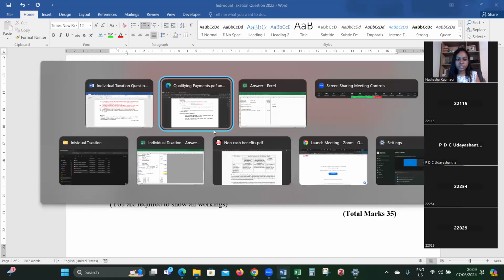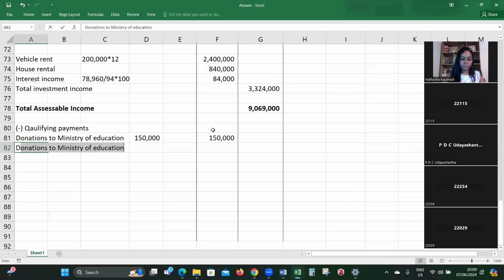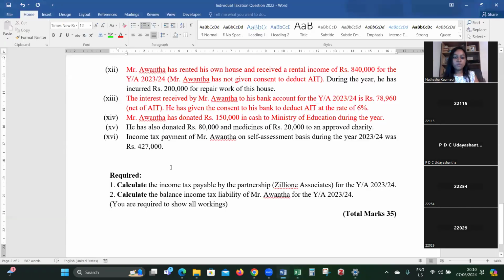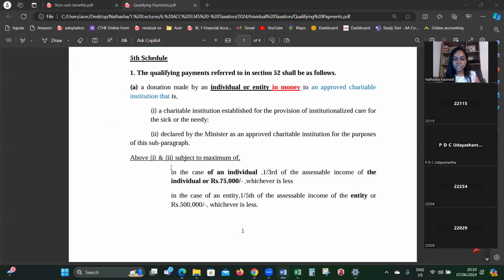So we'll write it first. Donations to approved charity, in cash. Cash only. We are taking only the cash payment. That is 80,000 rupees. Now we'll consider what is the condition.